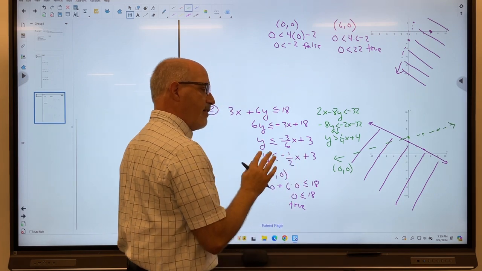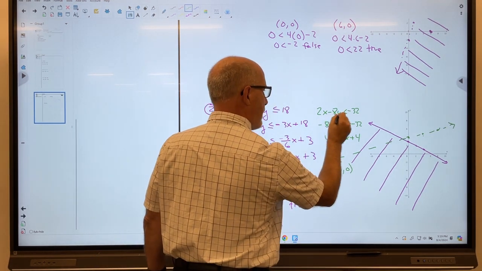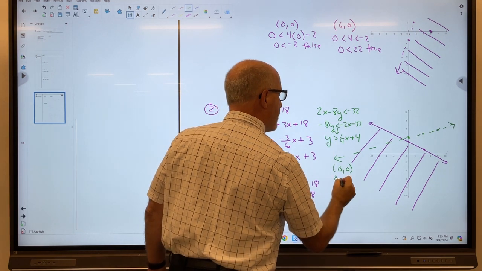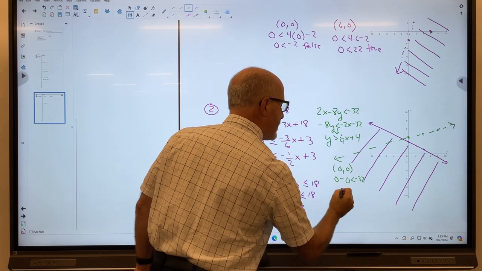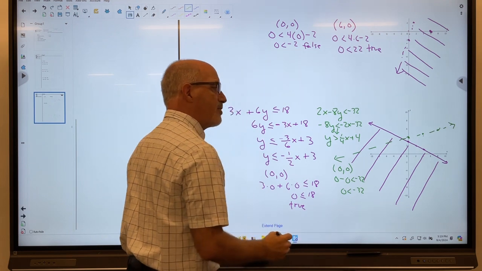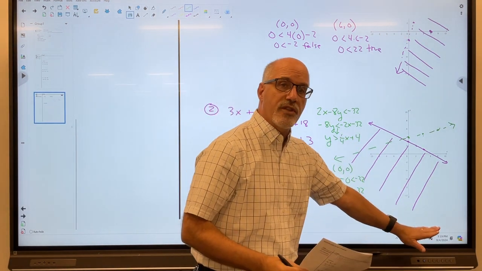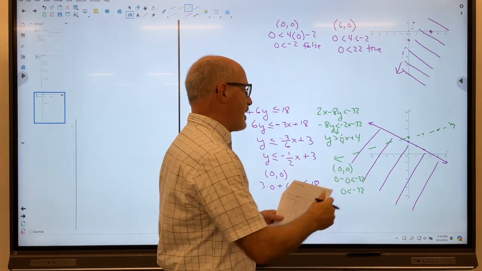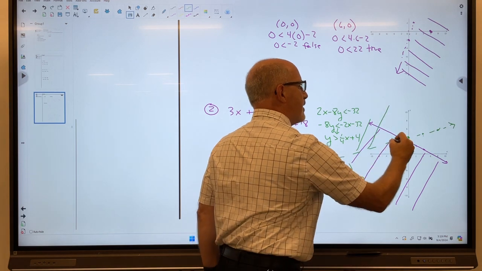If you're not sure it's on the line, then you've got to pick a different point. So let's go back to the original. Is 0 minus 0 less than negative 32? Is 0 less than negative 32? The answer is no, it's not. So don't shade on the side of 0, 0 for this one. Shade on the other side. I'm going to shade above it. So I'm going to shade over here.